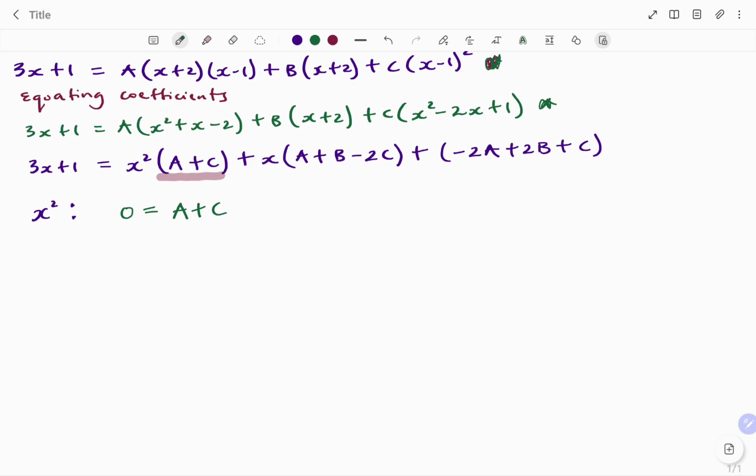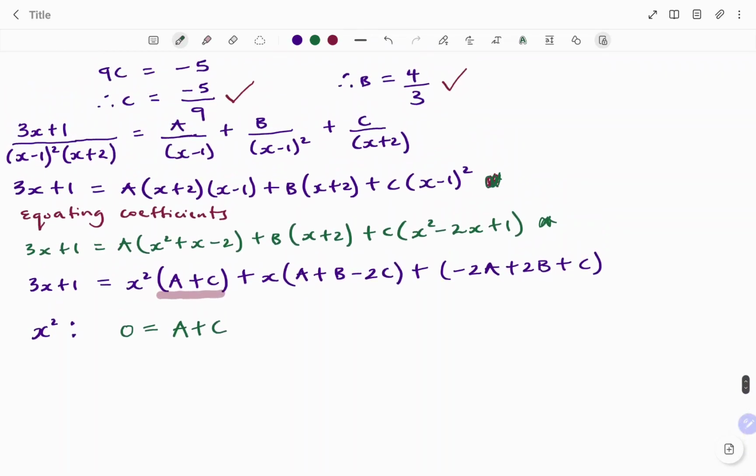However, we know the value of c to be minus 5 over 9. So putting that in, I have 0 equals a minus 5 over 9. Therefore, a equals, taking minus 5 over 9 to the other side, 5 over 9, I'm correcting that. a equals positive 5 over 9. I don't need to go ahead with the coefficient of x or my constant term because now I've been able to get the value of a. I know the value of c and I know the value of b.